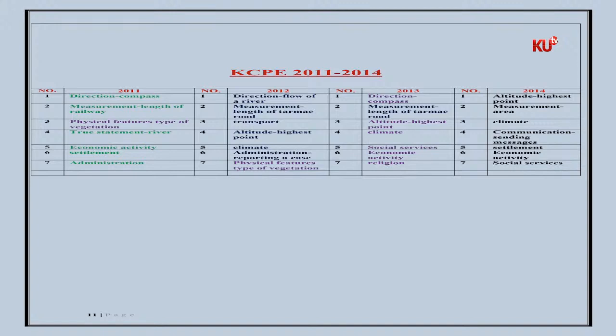Now there we are measuring the length, transport, altitude, climate, administration, physical features, type of vegetation. 2013, direction, which is compass, measurement, again, altitude, climate, social services, economic activity, and religion. Look at 2014, altitude, which is highest point, measurement, climate, communication, sending messages, settlement, economic activity, and also last, social services.